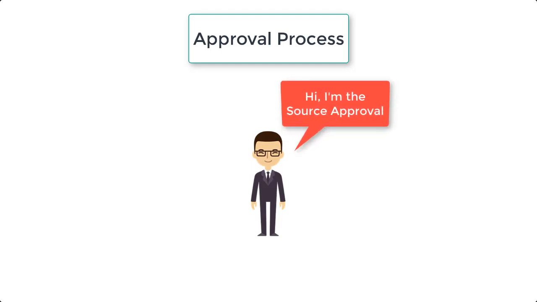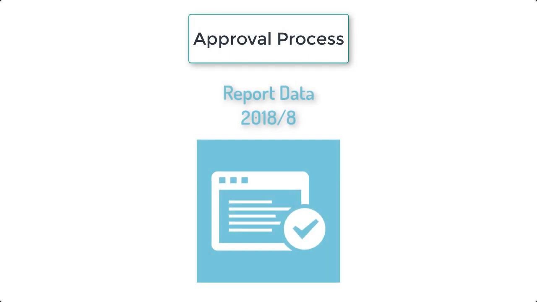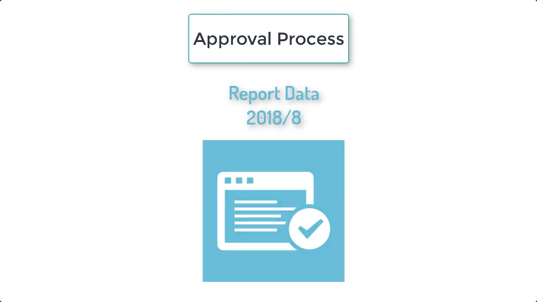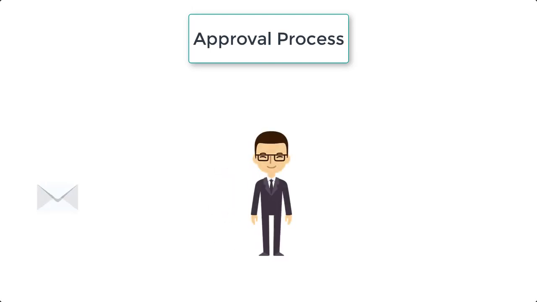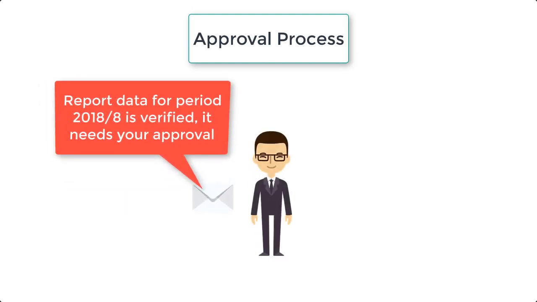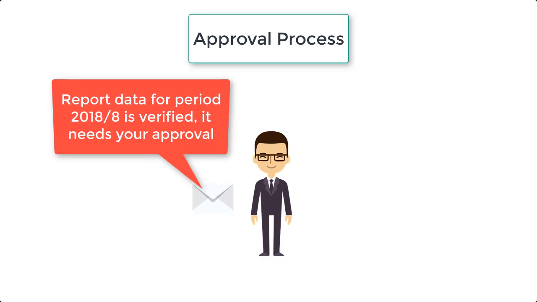The approval process is the second step after the data verification we described before. This process is the duty of the user with source approval permission. This process simply tells that data entered for a specific period for a certain report is correct and approved by our facility. The approval user will receive a notification message each time a period is verified by the author. This means the period is ready to be approved.